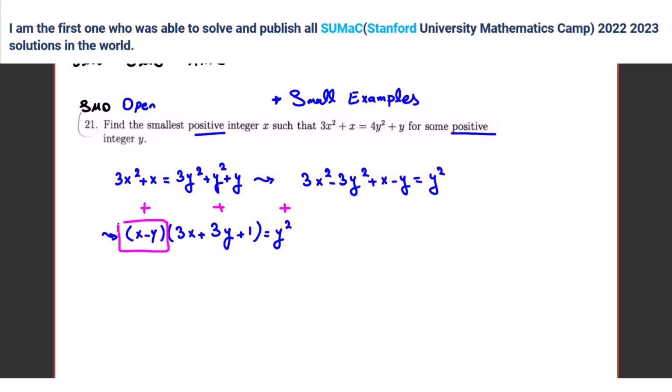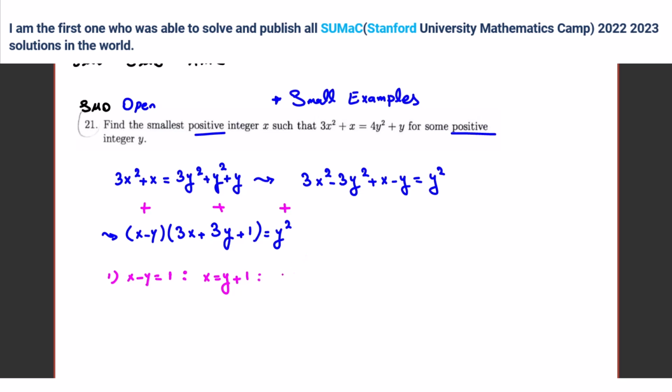Yeah. So now let's use a small example on x minus y. So in the first case, x minus y is what? 1. Check this case, see can you find any possible value for x and y, okay? I don't think there are any valid solutions for this case. Yes, it's not possible because x is y plus 1, right? And then x minus y is 1. 3x plus 3y plus 1 is what in terms of y?